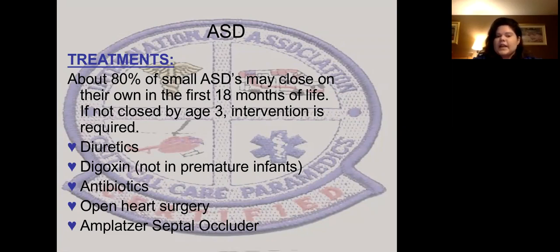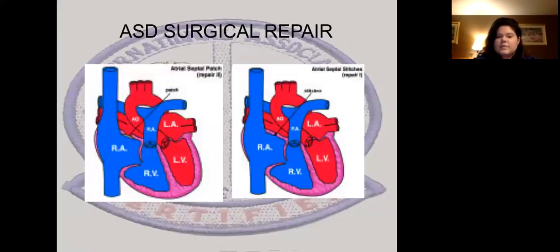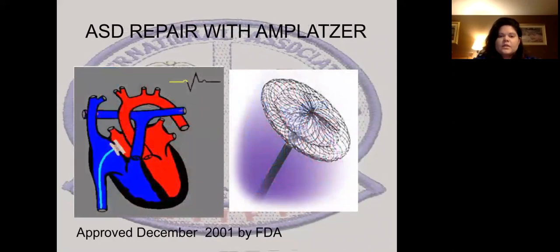Again, same thing, since it's causing a pseudo heart failure, you're going to treat it exactly the same. So do your diuretics, make sure you're doing your antibiotics, prepare for open heart surgery, or they could do the Amplatzer or septal occluder. So this is going to be the surgical repair. And this is going to be the Amplatzer that they can insert.